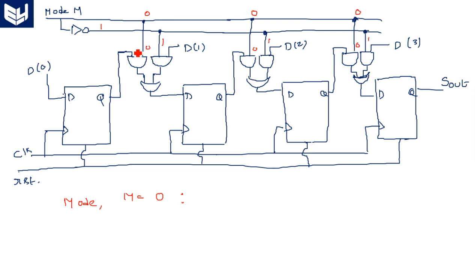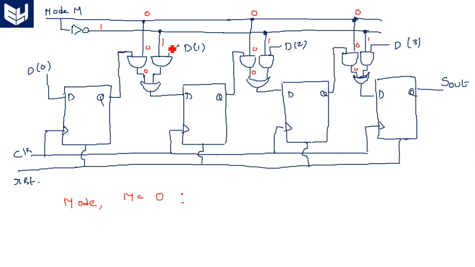If one of the inputs of the AND gate is 0, irrespective of the other input, the output is 0. If the other input is 0, the output is 0. If the other input is 1, then also the output is 0. Here also it is 0.